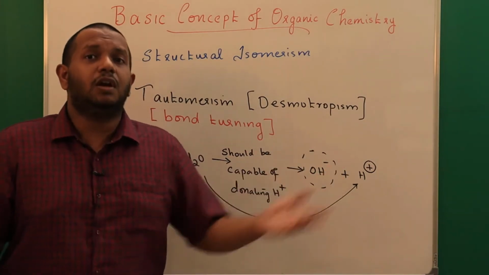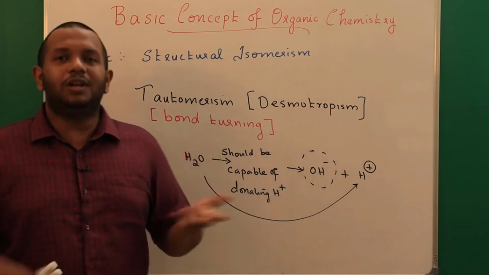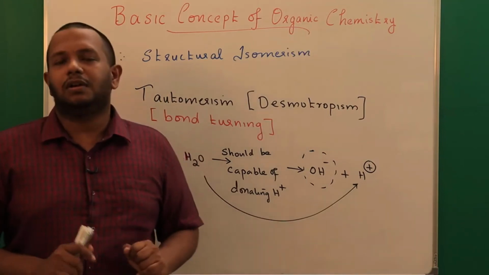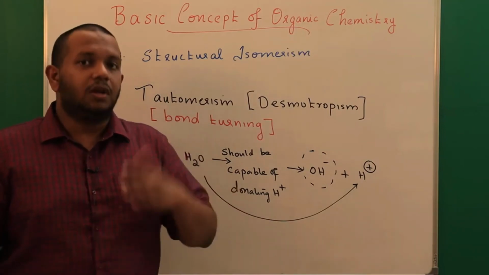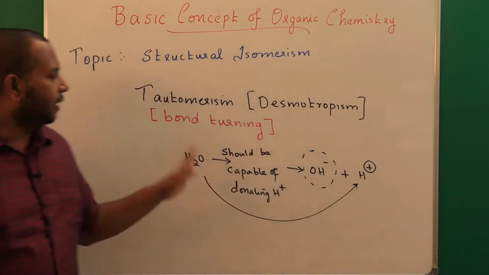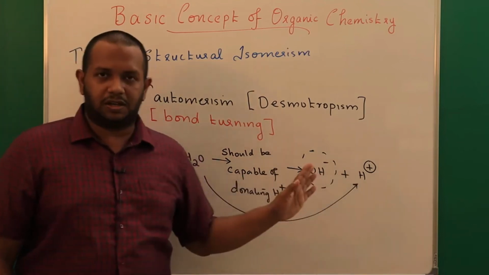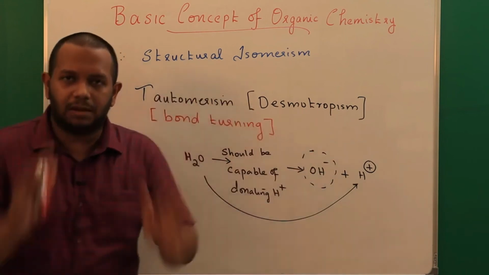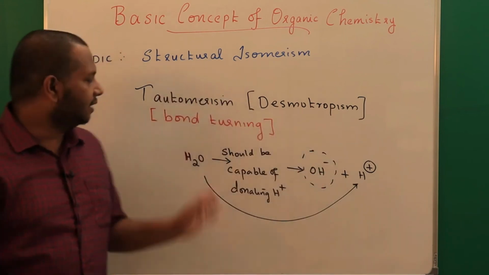Because if you give, you will become unstable. You need to ask someone else. Will you allow that? Normally people will not allow, because you will become unstable. So think in the same way: if somebody is capable of donating the H plus, and after donating the H plus, the remaining structure is stable, then you can say that is a good acid.